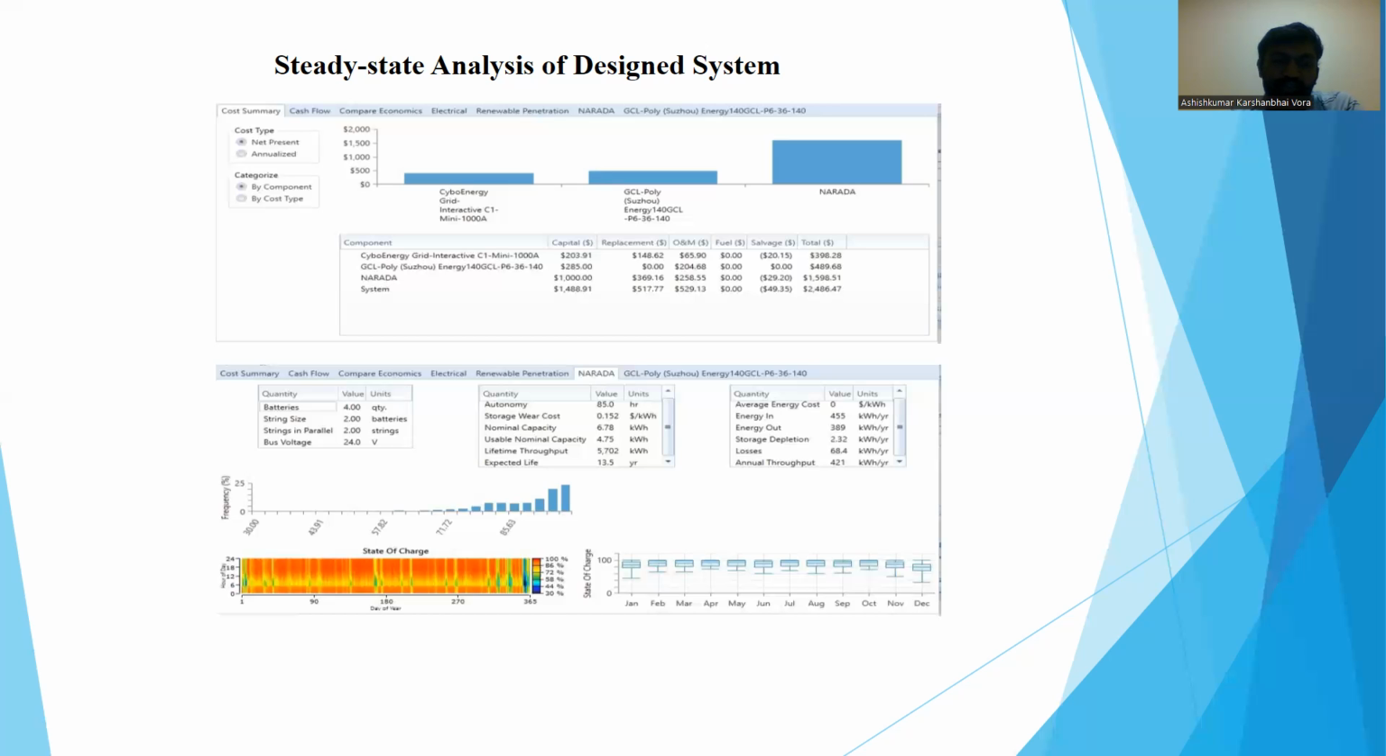It's also showing the state of charge for the different months, January, February, until the end of December. So it shows how much energy is consumed for residential purposes. It's showing that the system's average energy cost is zero, and then the energy in and out, storage depletion, losses, and annual throughput, all things are mentioned in this system.